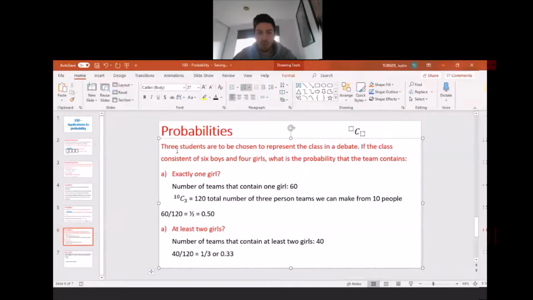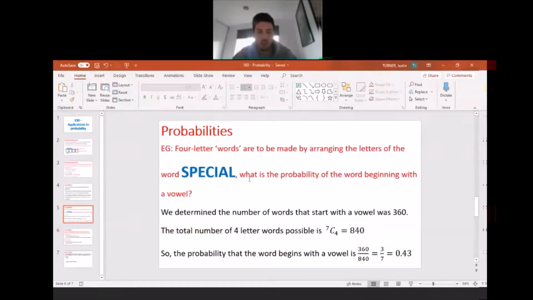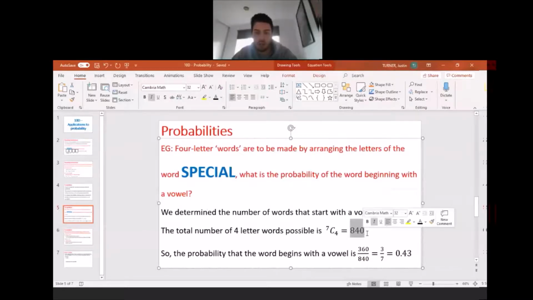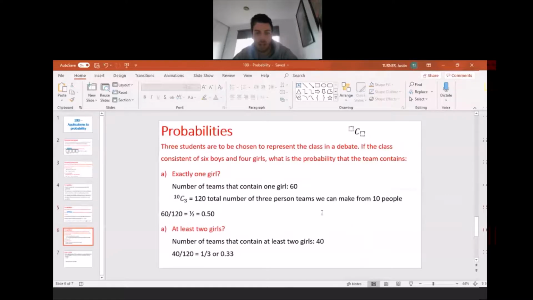So most of the time when you're doing questions involving probabilities, you're going to have some sort of restriction. In this one, the restriction was that the 4-letter words have to start with a vowel. You only had 360 that started with a vowel, but there's 840 total options. And in this case, you had a couple of restrictions involving the number of girls that were in it.